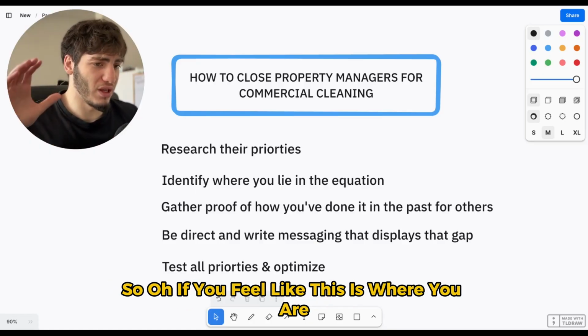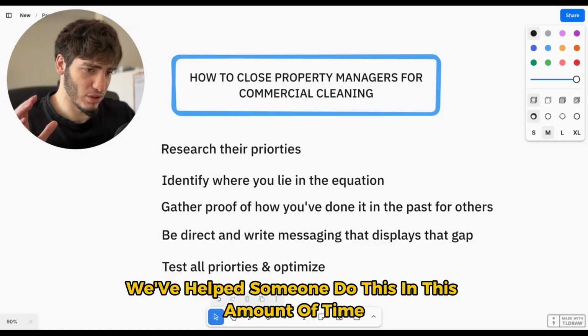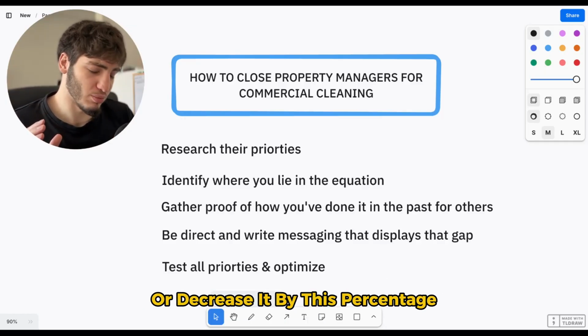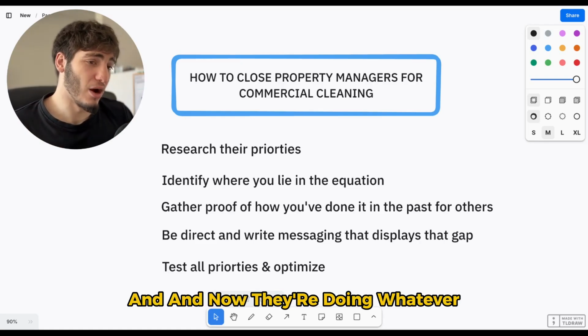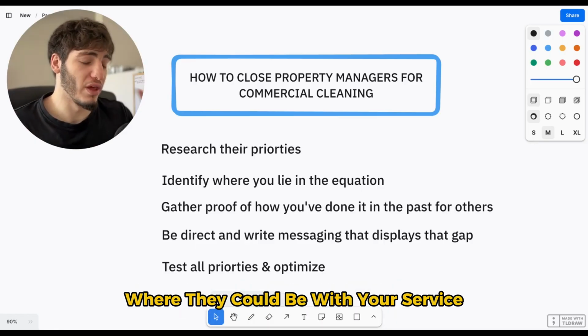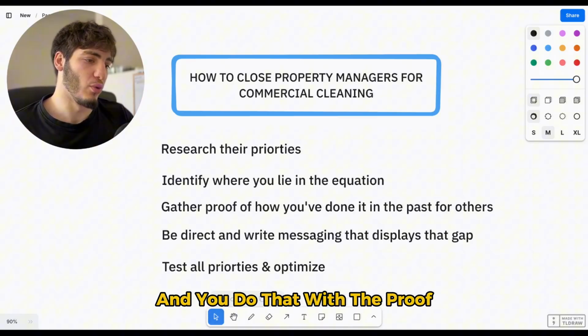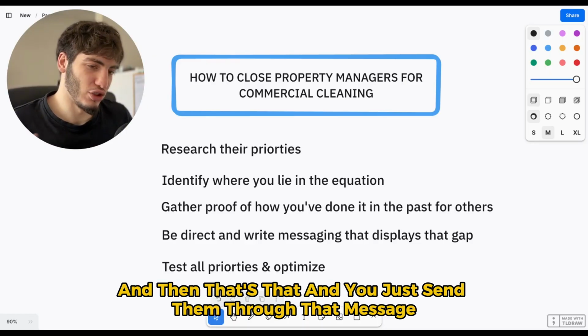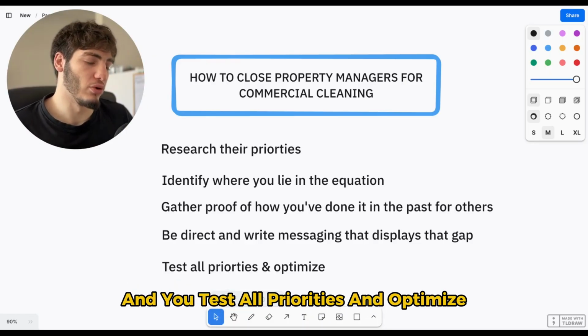So, if you feel like this is where you are, we've helped someone do this in this amount of time, or we increased it by this percentage or decreased it by this percentage. And now they're doing whatever, right? You're just trying to show them the gap of where they are right now, where they could be with your service, and you do that with the proof and with that priority that is really important to them, and then that's that. And you just send them through that message, and you test all priorities and optimize.